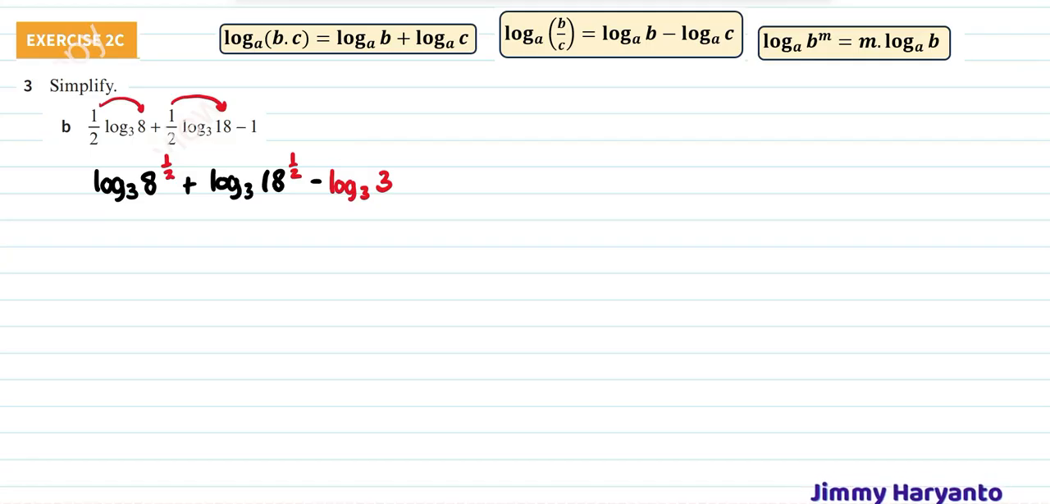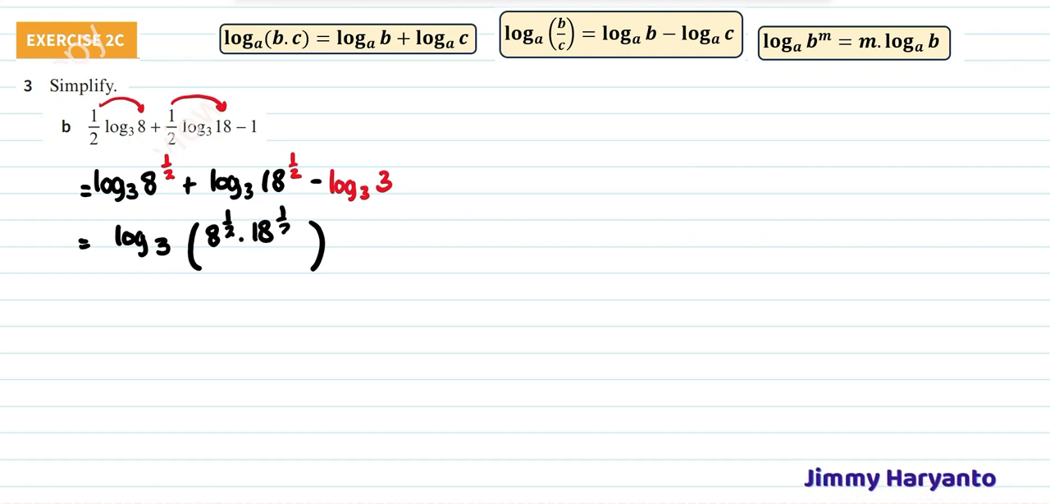Okay, and then because we don't have any coefficients again, that means we can combine the logarithm into 1. So log 3, and then open brackets, 8 to the power of half times 18 to the power of half divided by 3. Just use your calculator to calculate that one. And the answer is log 3 and then 4. So this is the final answer.